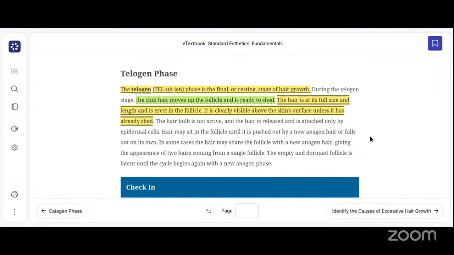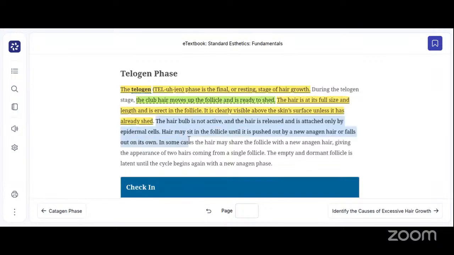So the hair bulb is not active and the hair is released and is attached only by epidermal cells. Those cells are what's holding it together. Hair may sit in the follicle until it is pushed out by a new anagen hair. So hair that has been released, not doing anything, will sit there. And then when the new hair starts to grow and push forward, it will push that hair out. That is something good to know.